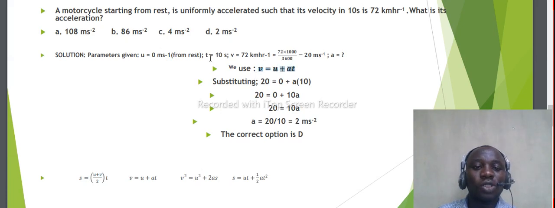Then we make our substitution. Final speed is 20 meter per second. The initial speed u is 0. So 20 equals 0 plus a times t, and t is 10. So when we substitute, we have 20 equals 0 plus 10a. So we have 20 equals 10a. Then dividing both sides by 10, a will be 20 over 10, and that will give us 2 meter per second squared. So that means the correct option is D. So the answer is 2 meter per second squared.